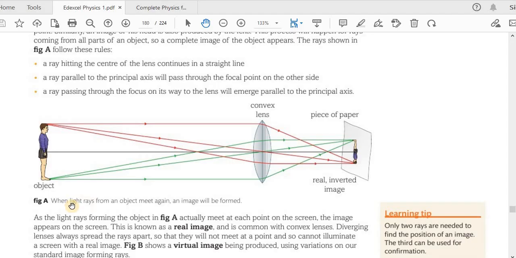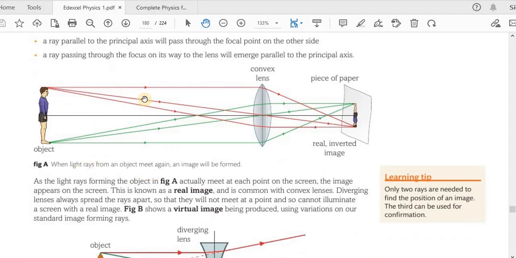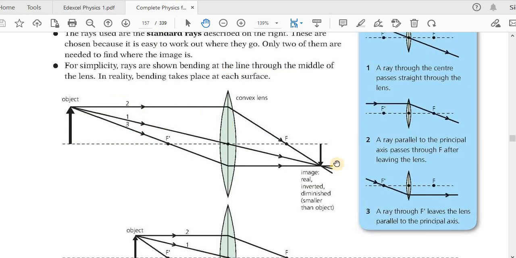When light rays from an object meet again, an image will be formed. Only two rays are needed to find the position of an image. The third can be used for confirmation. So you see, even with just two of these lines, we can find the position of the corresponding point of the object on the image. But we can draw a third line for confirmation.